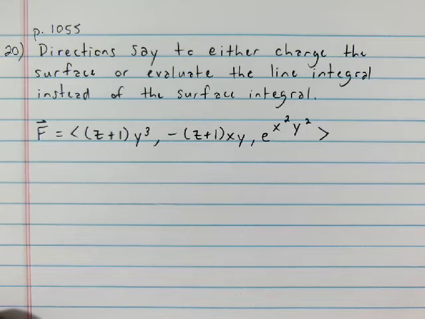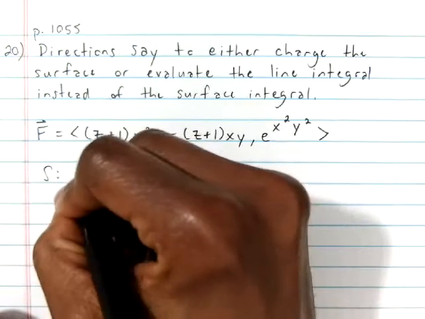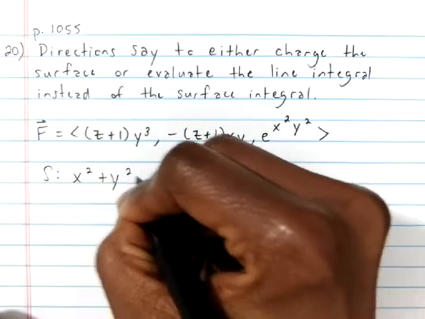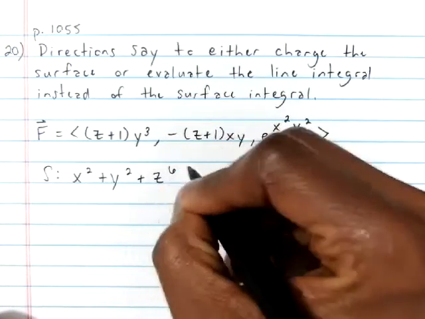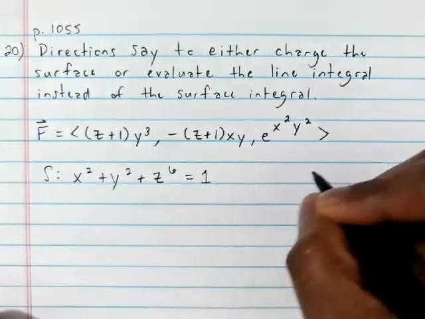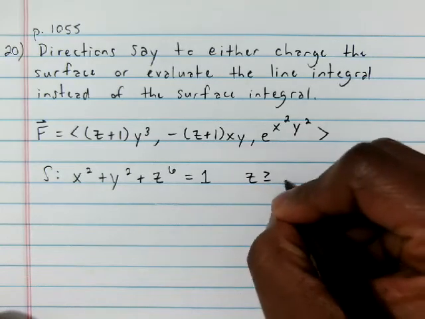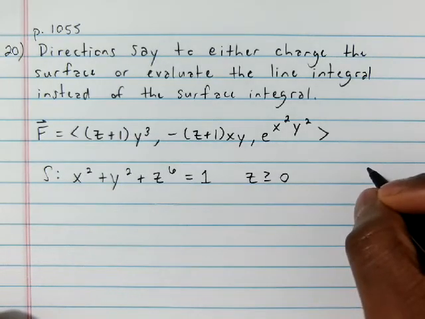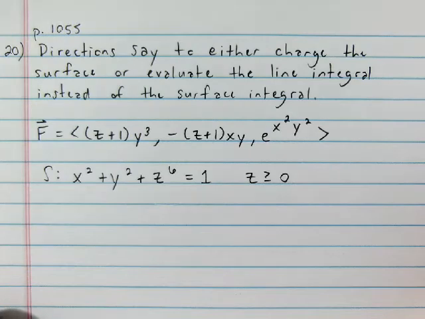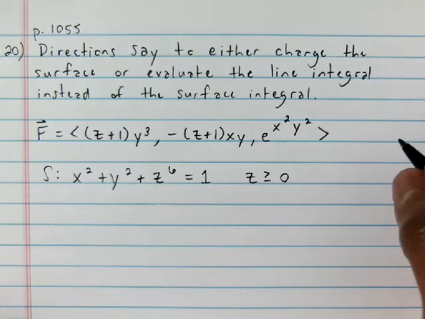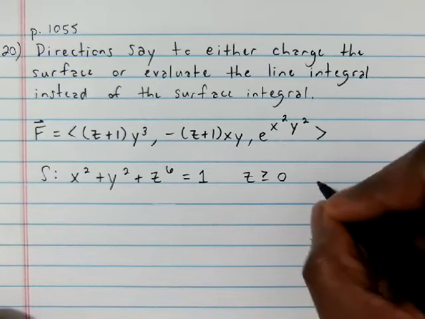All right, so sigma is the part of the surface x squared plus y squared plus z to the 6 equals 1 above the xy plane. N is directed upward. So our surface, which they call sigma, is x squared plus y squared plus z to the 6 equals 1 above the xy plane, so z is greater than or equal to 0. And n is directed upward. So our normal vector is directed upward.